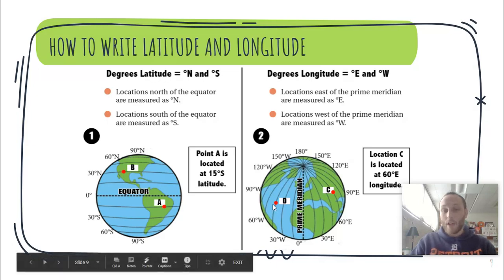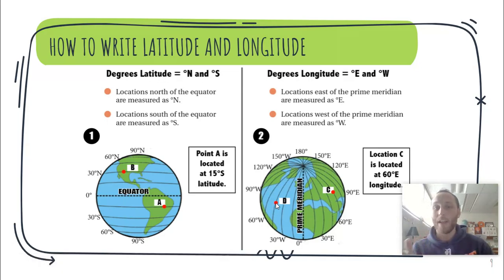So now I want you to look at point D on your own here. I have my cursor right now on point D, and I want you to tell me what is the longitude of point D? And you're going to have to look at the two longitude lines that it's between.